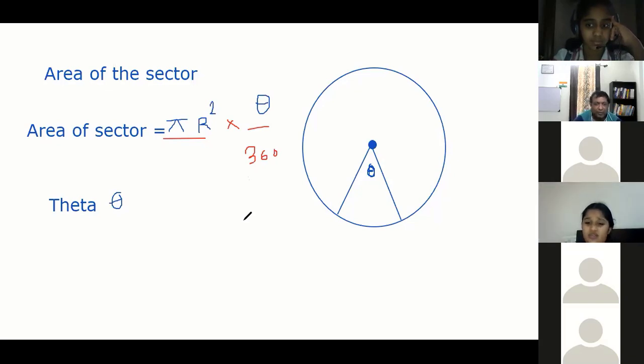Sir, can you show one small example for how to find the area of sector? That is what I'm doing. Sanvi, that is what I'm doing now. No, sir, one more example. We'll solve a problem, but first understand the concept.